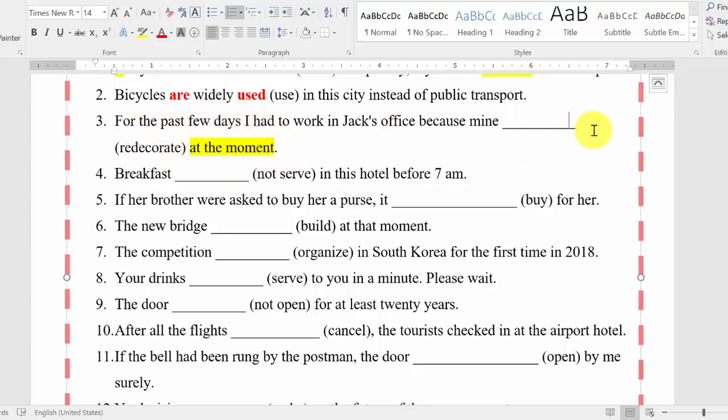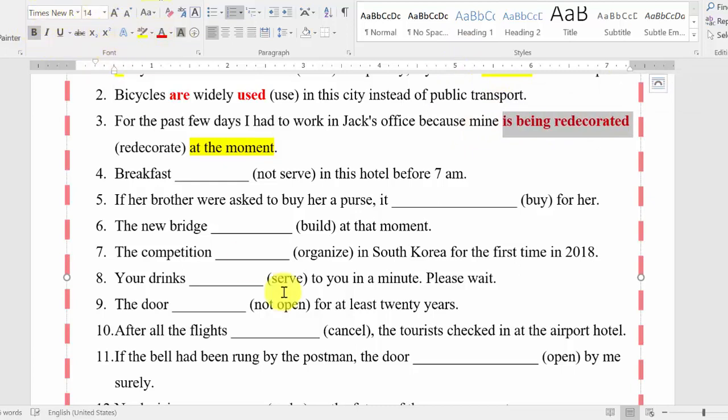Okay, so your answer should be, mine at the moment, present continuous tense. So your answer should be is MR, present continuous tense passive voice, is MR plus being plus PP. Mine here refers to my office, one office only. So we should choose is, being, PP, redecorated. Okay, is being redecorated.